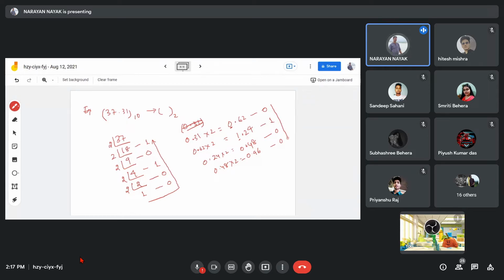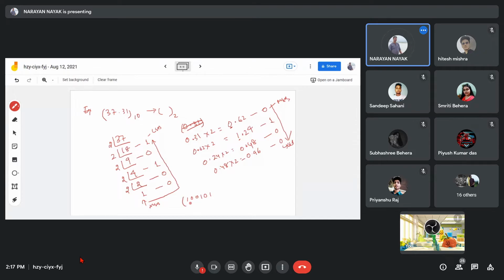You have to consider this way. This point is MSP. This point you have to consider LSP. Here this point is MSP and this point is your LSP. So your answer will be, you have to consider from here to here. So for 37 you will write 1 0 0 1 0 1.